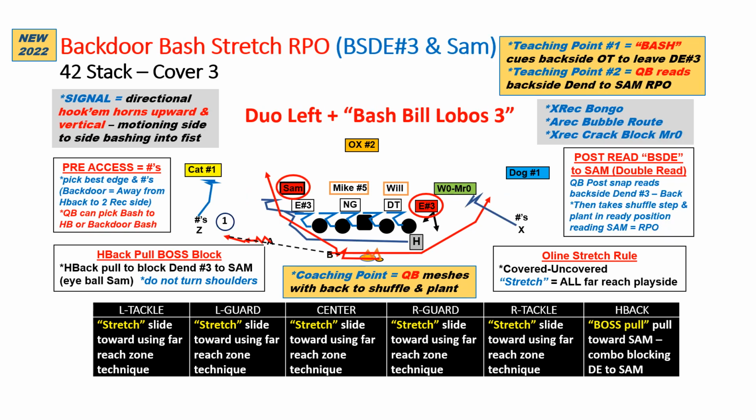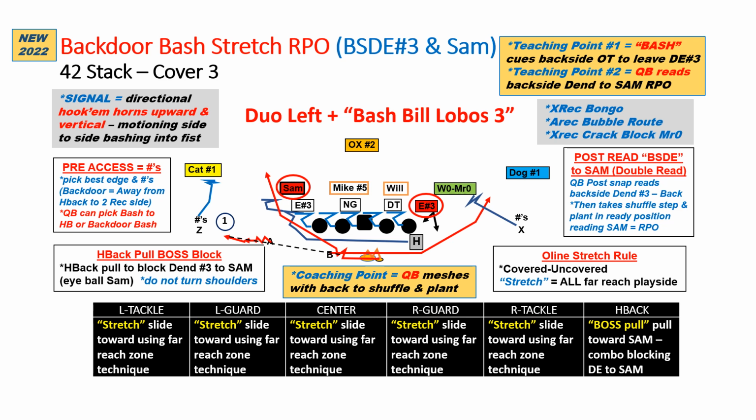Next, off of the bash concept, is what we call a backdoor bash. Real simple. That means we're going to run away from the H-back, so we just add a bill call to it. It's bash bill. Again, running back's going to go away because we're running this to the left. Quarterback makes the same read on the defensive end.